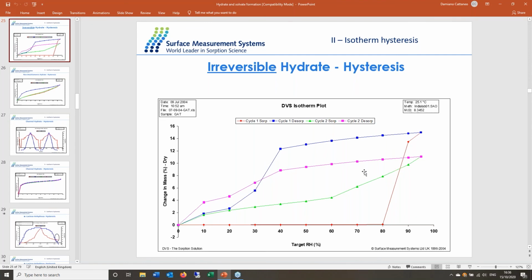So you can have two different phenomena of irreversibility. You can have a reversibility that is related to the mass at the end of the experiment, or you can have a reversibility on the fact that the shape of the isotherm is different in every cycle that you make.